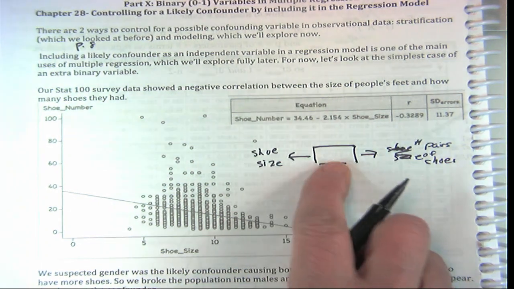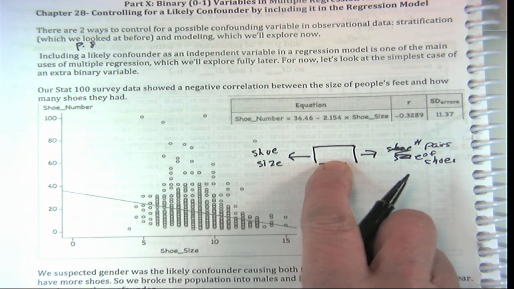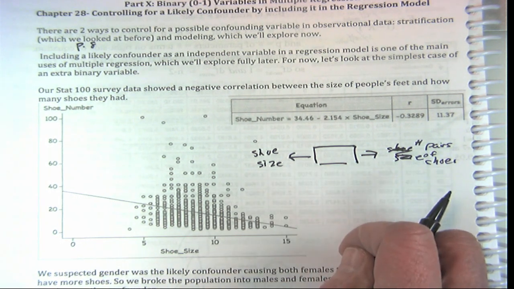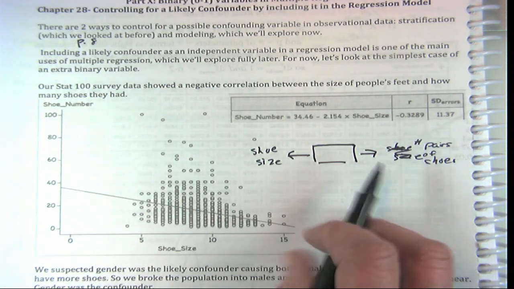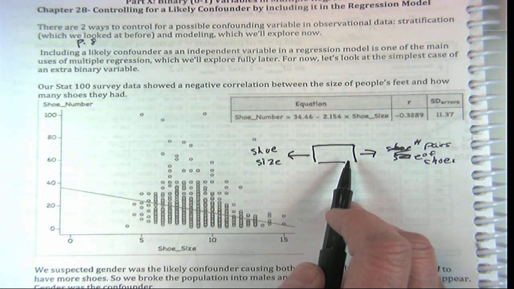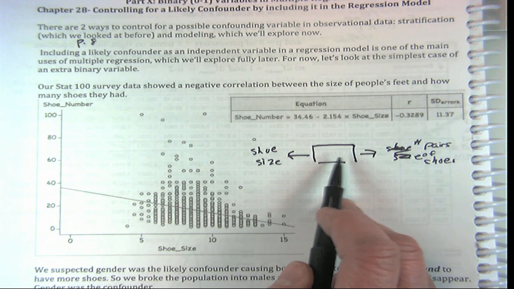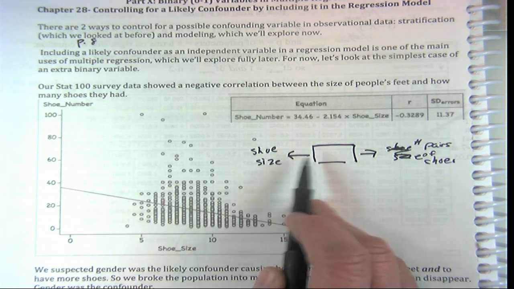Okay, so that's x and y. Can anybody think of something that might be driving this? Yes, in the back? What he's saying is that bigger shoes, anybody who has a big foot, a size 15 or something, they're less common and they're harder to buy. So that would be causing you to buy fewer pairs of shoes.